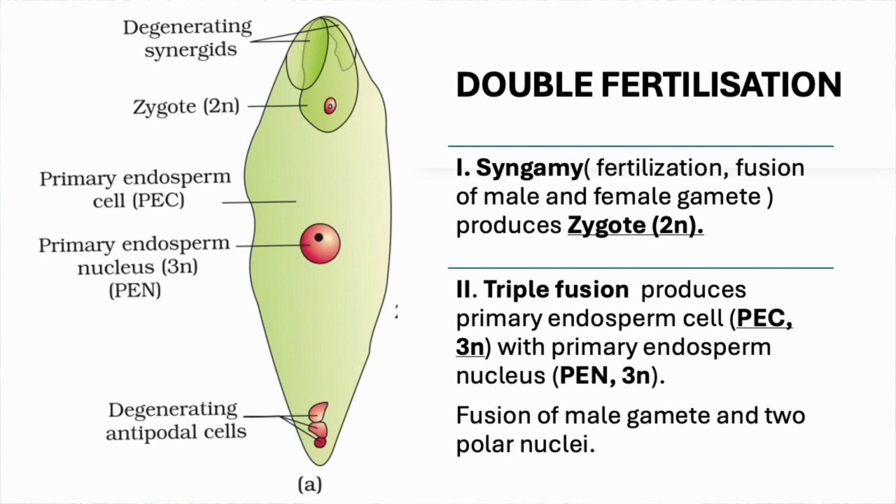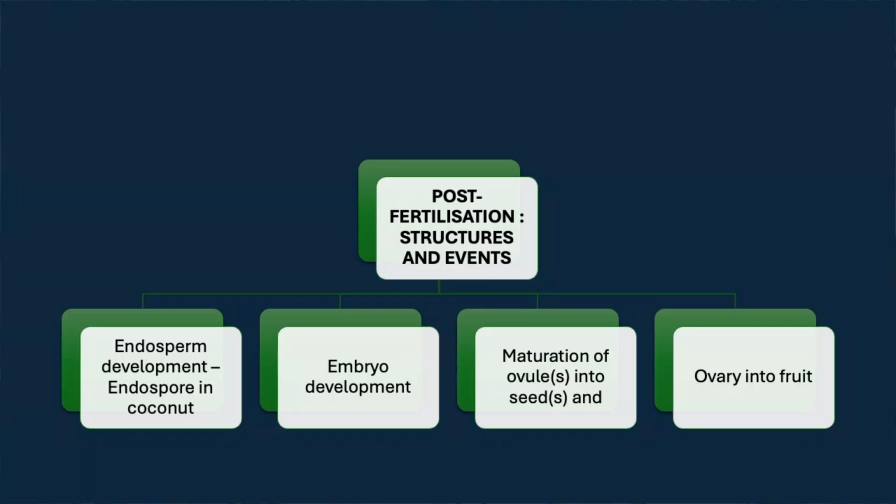Then the topic double fertilization. Double fertilization involves 2 processes, syngamy and triple fusion. Syngamy leads to the production of the zygote, which is diploid in nature. Triple fusion leads to the production of a primary endosperm cell, which is triploid in nature. Remember to note down the ploidy of all the cells in an embryo sac. Then the post-fertilization events, which involve endosperm development. Learn the development of the endosperm in coconut, the type of division taking place, and the ploidy of the cells.